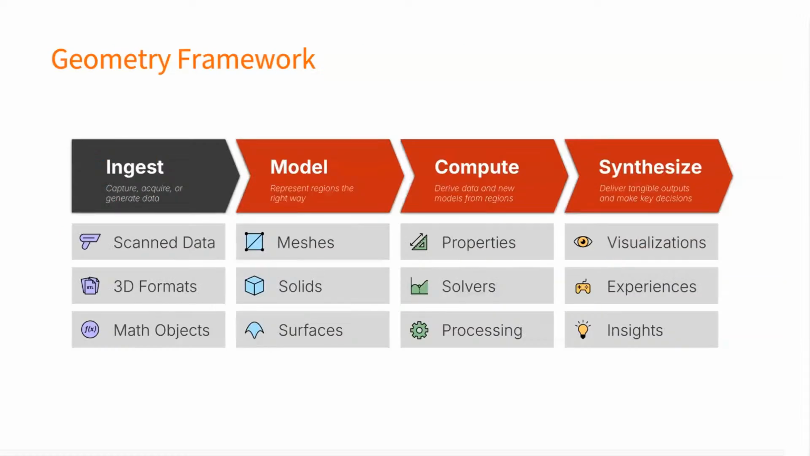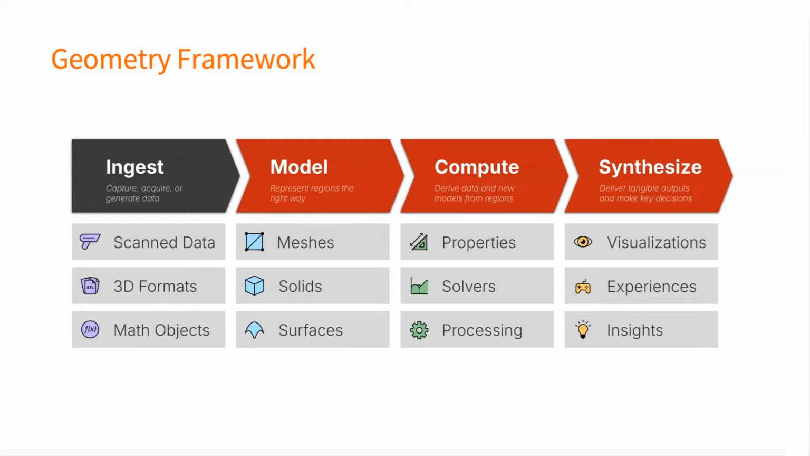All this functionality comes together to form our geometry framework. You can think about it as a pipeline with different goals at each step along the way. Each new feature should then support one or more of these goals. So starting from the left, we have ingest. This is where we want to bring data into our system.